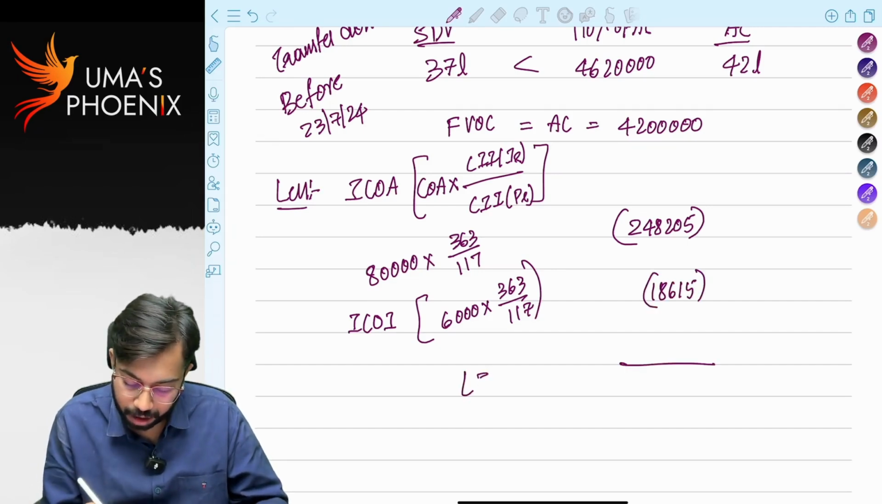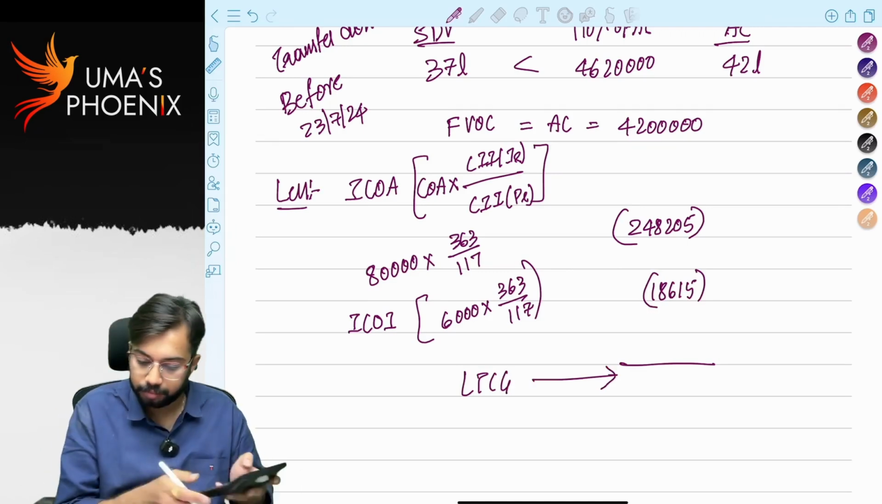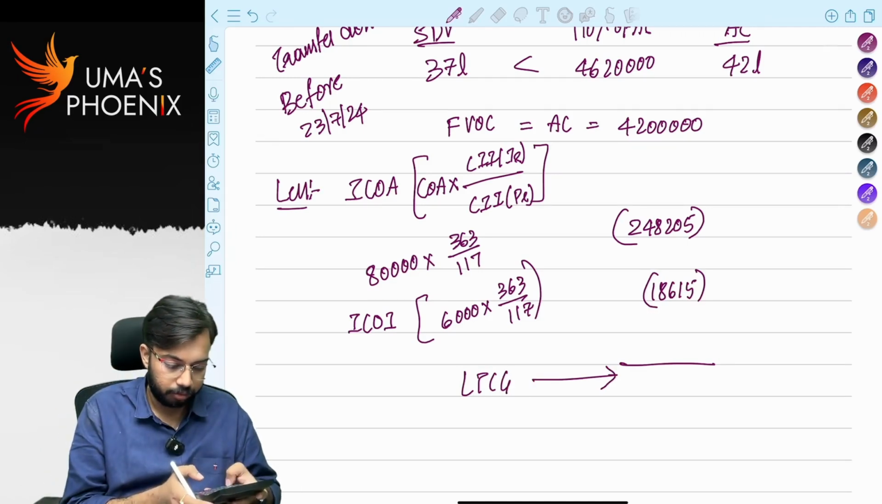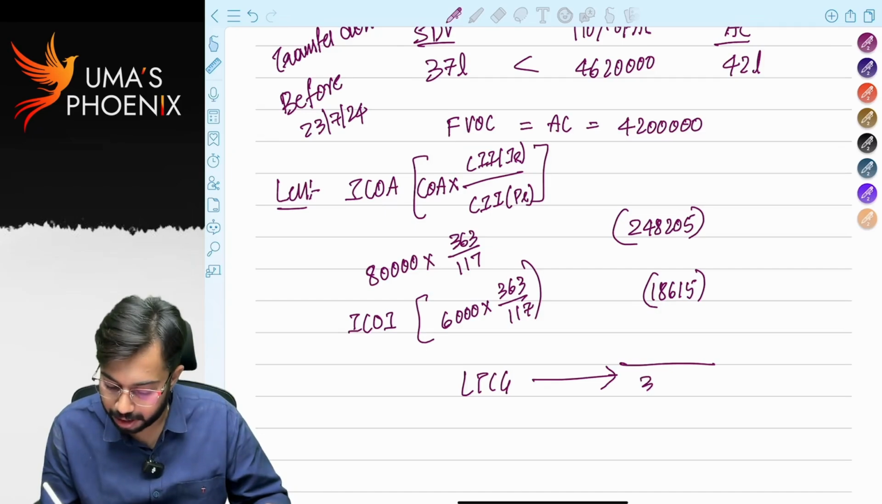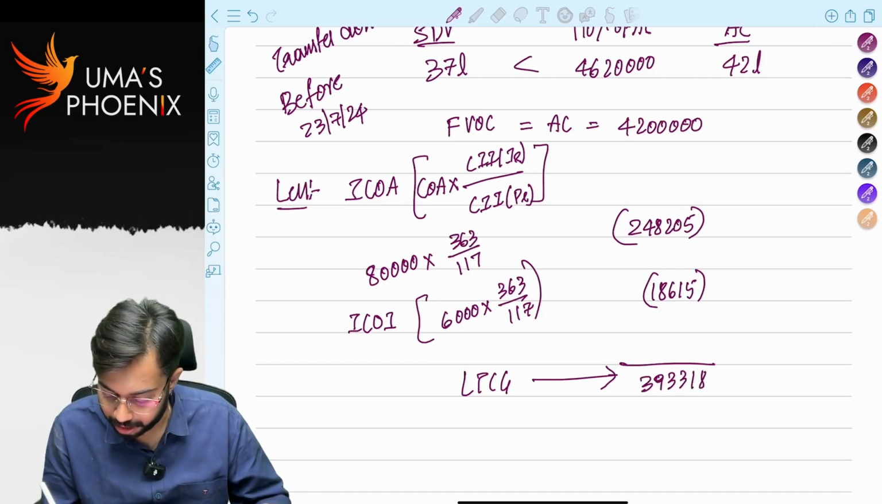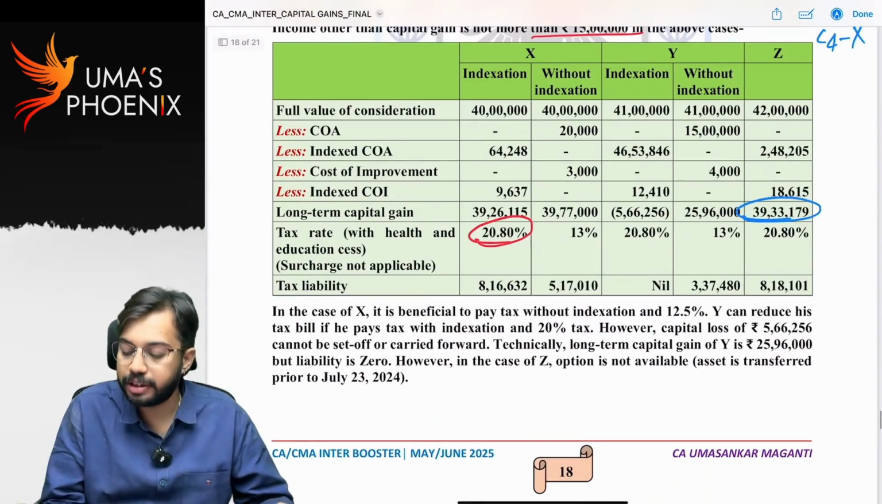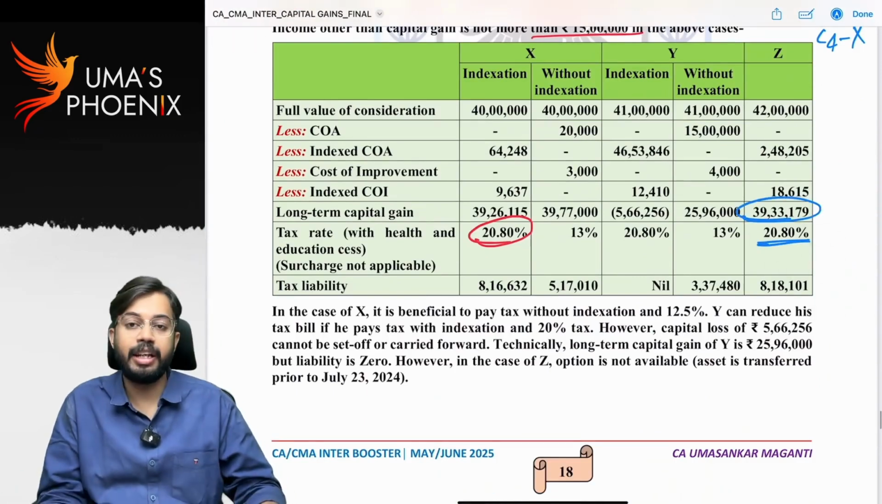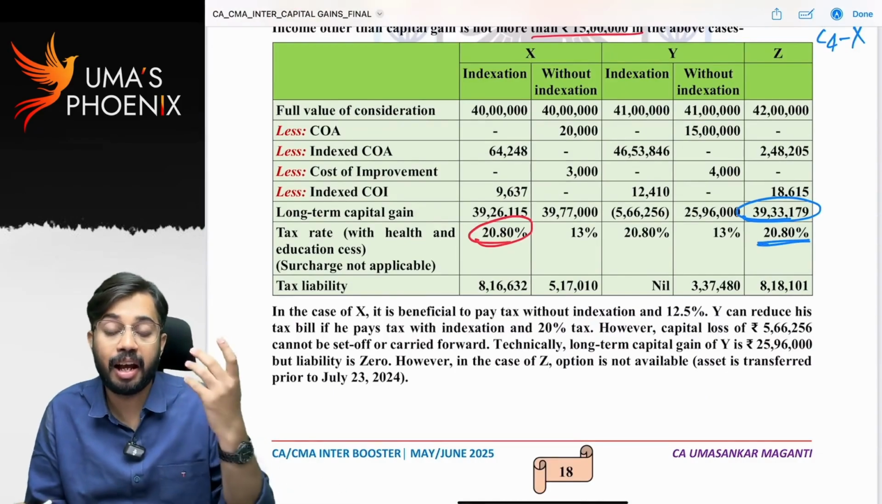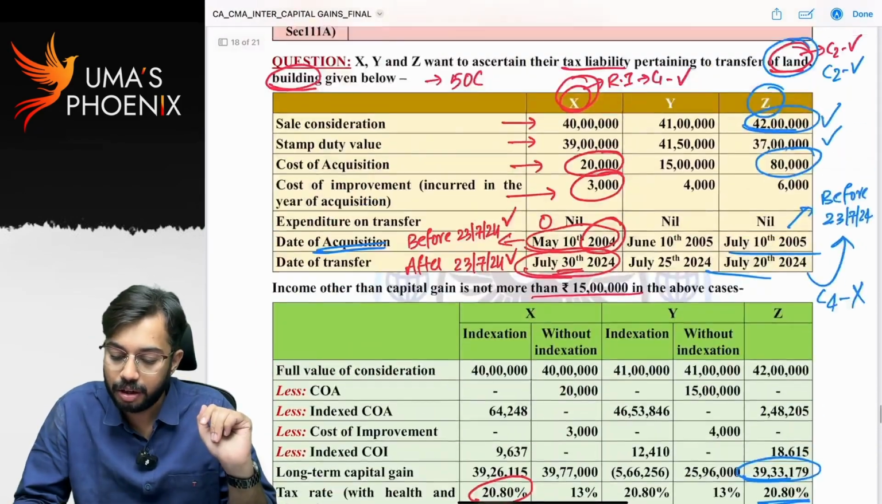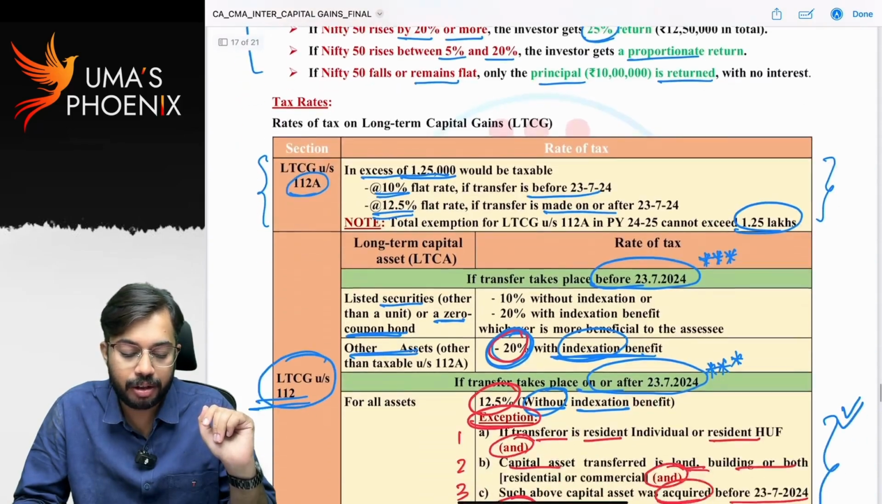So now how much is long-term capital gain? 39,33,180. So on this you will apply 20% plus HEC 4%. Is it clear? Earlier calculation only. So I hope you understood this concept.